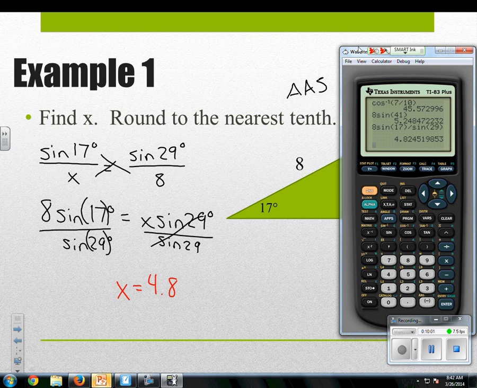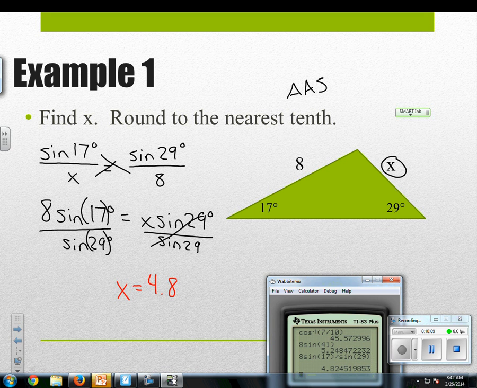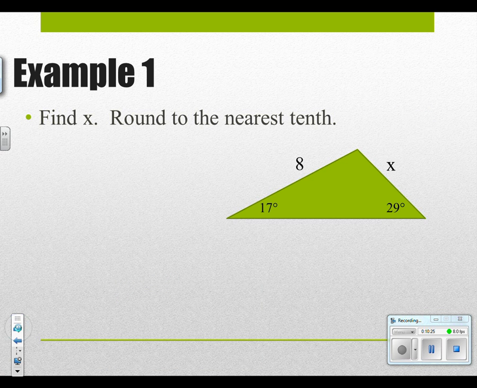So now we know that's 4.8. We don't need to on this one because we weren't asked to. But could I now, if I needed to, find that angle? Yeah. I could subtract these two away from 180. And then can I do law of sines again to find my last side? Yeah. So you can find everything you need as long as you have those three things to begin with. Do you have any questions on that before I look at the next one? No. Okay. Next example.